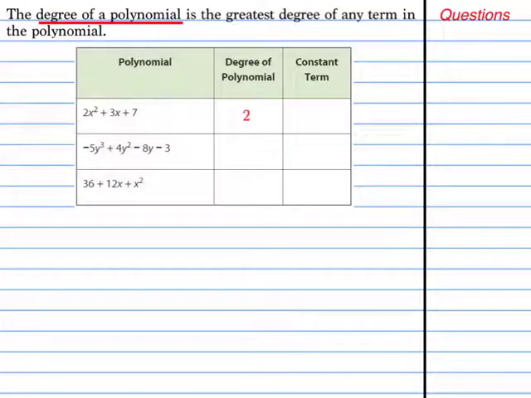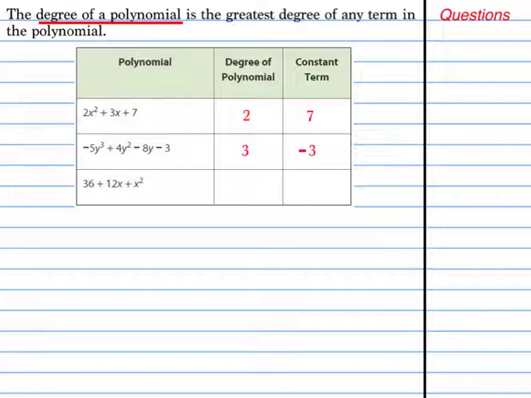Now once again, our constant term is going to be the term that's not associated with a variable, and that's going to be 7. So for our next polynomial, once again, we're looking for the greatest degree, and that's going to be the exponent of 3. So the degree of this polynomial is considered 3. Our constant term is going to be that number that's not associated with a variable, and here we see the 3. Now keep in mind, because it's subtract 3, that constant term will be negative 3.